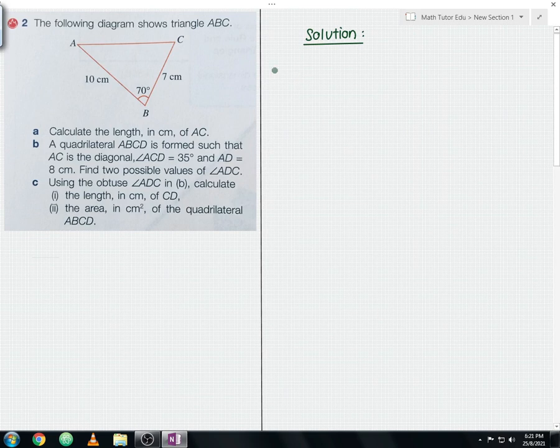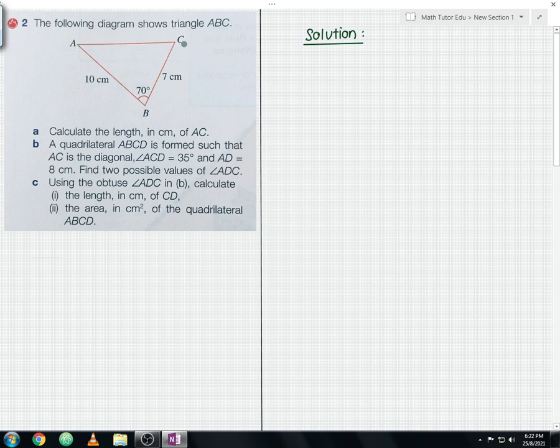Let us start our discussion for the question part A, where we need to calculate the length in centimeter of AC. So this is the length AC. Okay, so as you can see in this triangle diagram, the length AB is given as 10 centimeter and the length BC is given as 7 centimeter. And they already give us the angle which is 70 degree. Okay, the only thing which we require to find is the length AC.